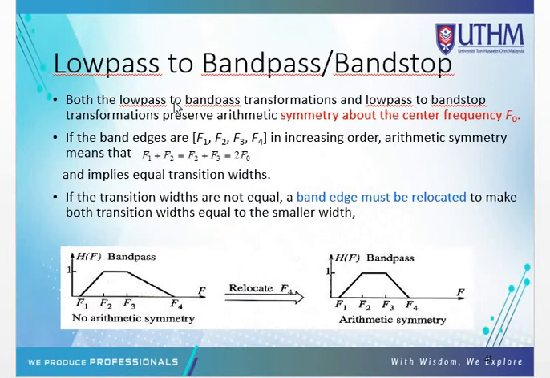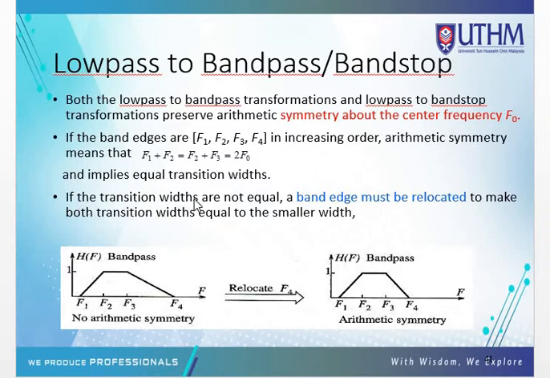Both the low pass to band pass transformation and the low pass to band stop transformation are symmetric about the center frequency F0. If the band edges F1, F2, F3, and F4 are in increasing order, the arithmetic symmetry means that F1 plus F4 equals F2 plus F3, which equals 2F0. This implies an equal transition width.